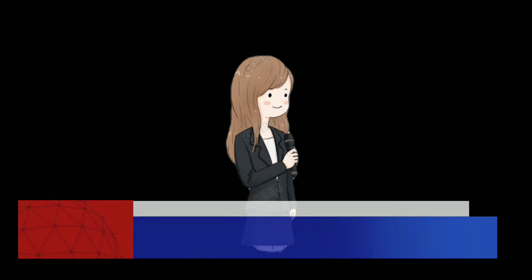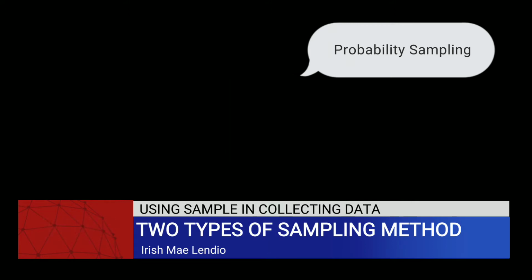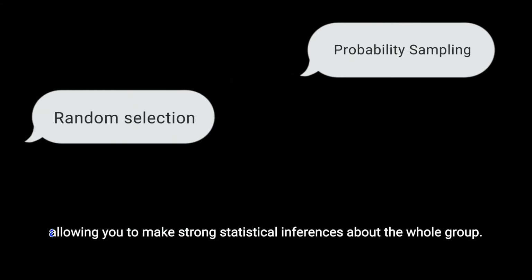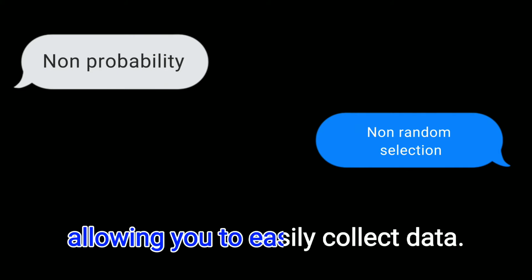There are two types of sampling methods. The first one is probability sampling, which involves random selection, allowing you to make strong statistical inferences about the whole group. The second one is non-probability sampling, which involves non-random selection based on convenience or other criteria, allowing you to easily collect data. To further discuss these two methods, here is Erica Santiago.